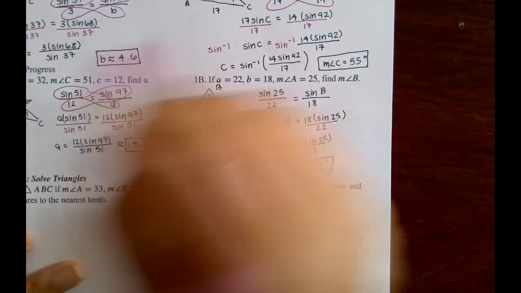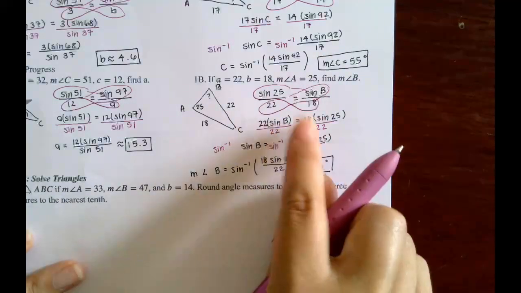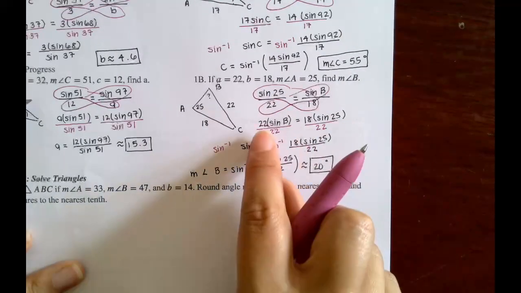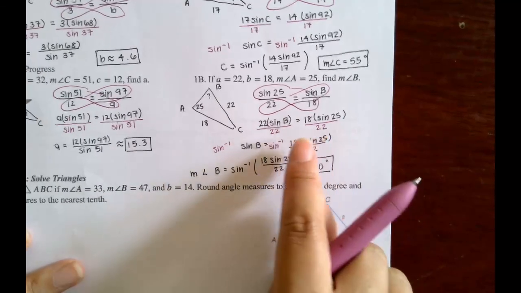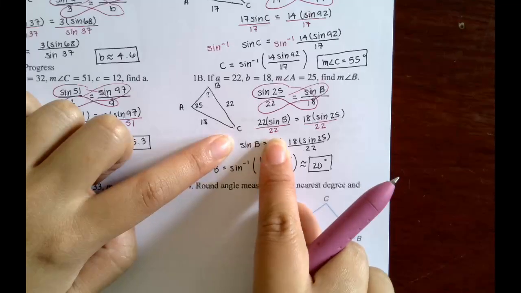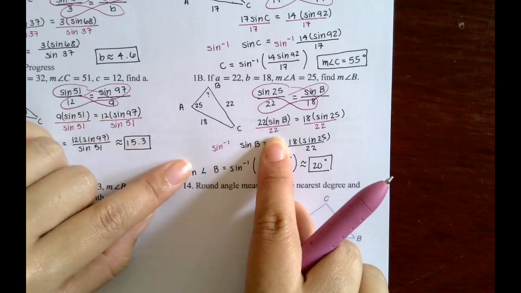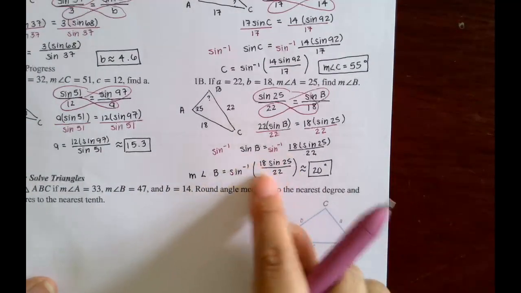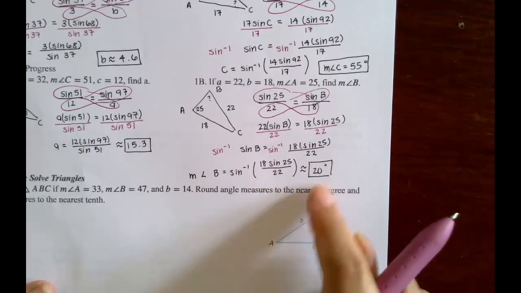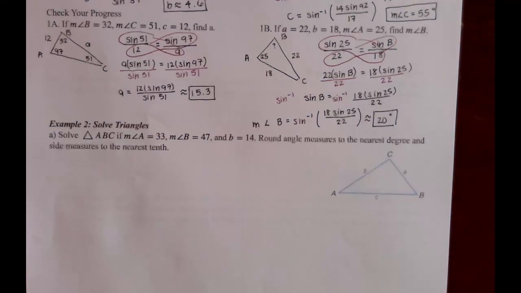Okay? And then again, I cross multiplied. Right? So 22 sine B equals 18 times sine 25. Since these are being multiplied, I divided both sides by 22. And that gave me this. Okay? And then, since I want B by itself, I have to get rid of the sine by doing its inverse, which is inverse sine on both sides. And so angle B is sine inverse of all of this. Plugged it into my calculator, and I got 20 degrees. There you go. Okay, so now, moving on to example 2.